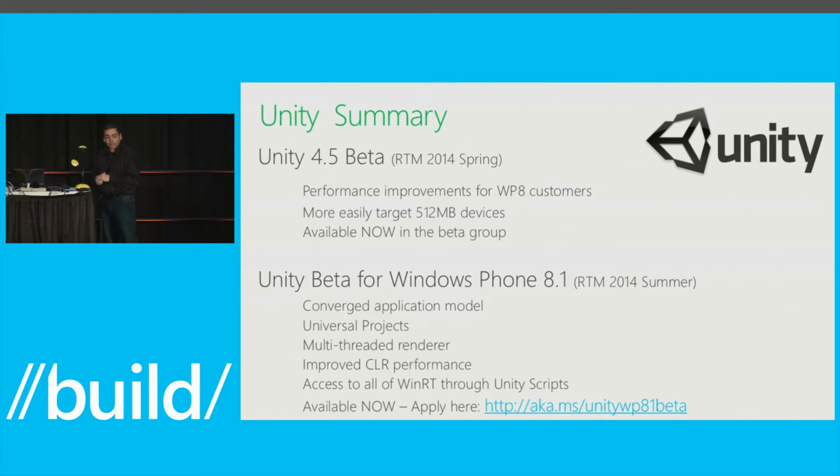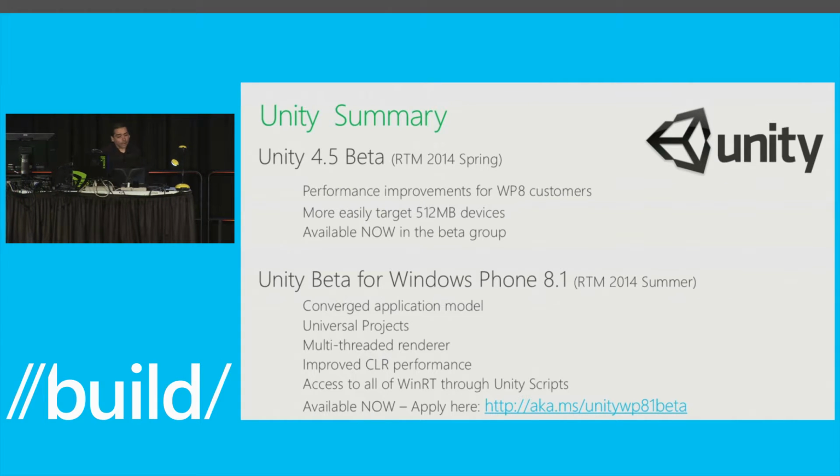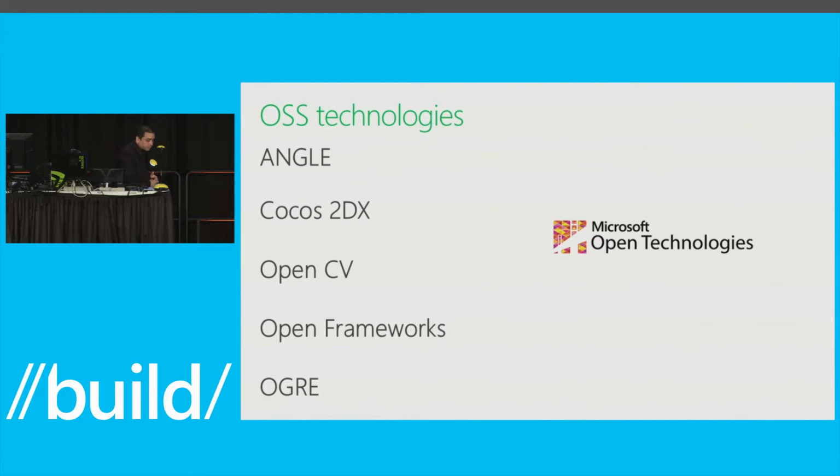And what you're going to get with the Unity Beta for Windows Phone 8.1 is that converged application model that I just showed you. You're going to get the support for universal projects in Visual Studio. You're going to get that multi-threaded rendering that I just demoed the performance on, and other performance or CLR performance improvements. So you're going to get a lot just for recompiling your code and targeting something that's even sharing more with Windows. So it's something you probably want to do to begin with. So that's where we're at with Unity.